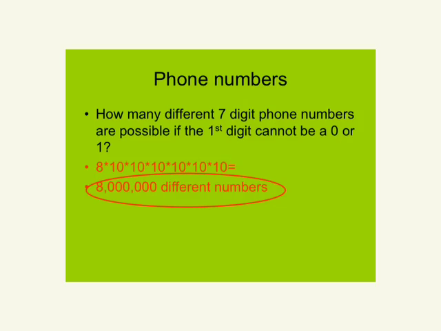Now let's look at how many different phone numbers could be created with this information we have here. So obviously a phone number has 7 digits. And the first digit can't be a 0 or 1. So how many options are there for the first digit? Just 8. Then 10 for the second, 10 for the third, 10 for the fourth, 10 for the fifth, 10 for the sixth, 10 for the seventh. So if we multiply all those out, there could be 8 million different phone numbers. And once again, we're just applying the fundamental counting principle here.